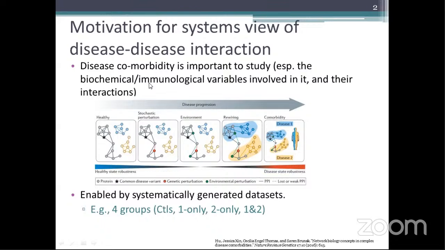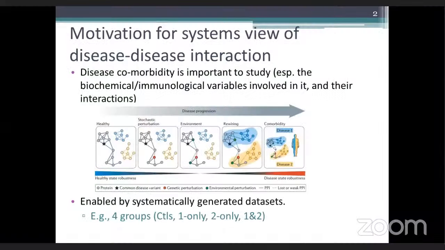Nilesh, you are muted and we can't see your screen. Sorry. Is it visible now? Yes, it is visible now.